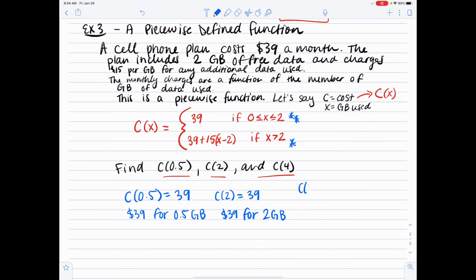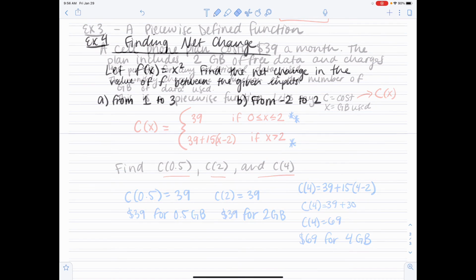So C of 4 equals 39, that original $39, plus $15 for every gigabyte over the first 2. So that's 4 gigabytes minus the first 2. And so that's going to be 39 plus 30. So C of 4 equals 69. So that was $69 for 4 gigabytes. Okay, so that was probably the one that you needed the most review on.